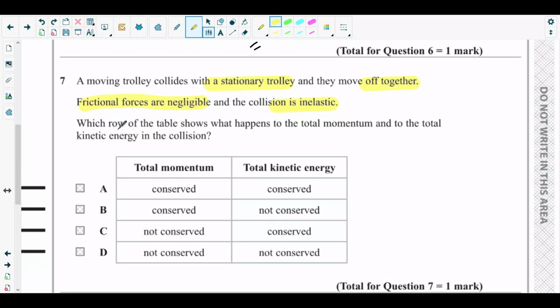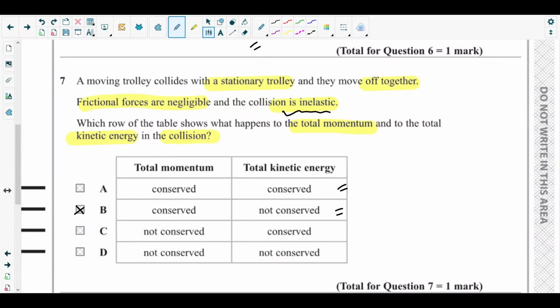Which row of the table shows what happens to the total momentum and to the total kinetic energy in the collision? Since the system is closed, definitely the total momentum of the system will be conserved, right? So either A or B would be the answer, but the question says the collision is inelastic. For an inelastic collision, kinetic energy will never be conserved, right? So the only possible answer in this case is B. B is the answer. Total momentum is conserved, total kinetic energy is not conserved. Fine.